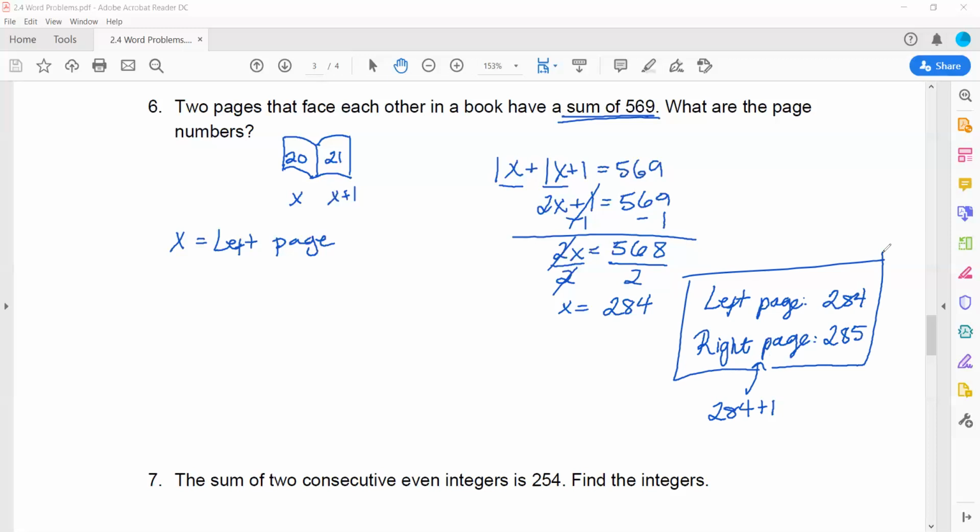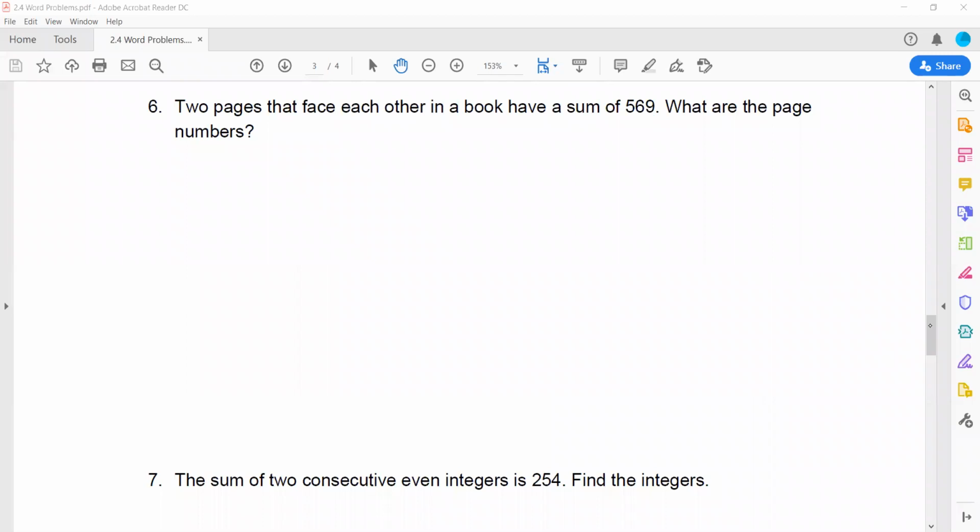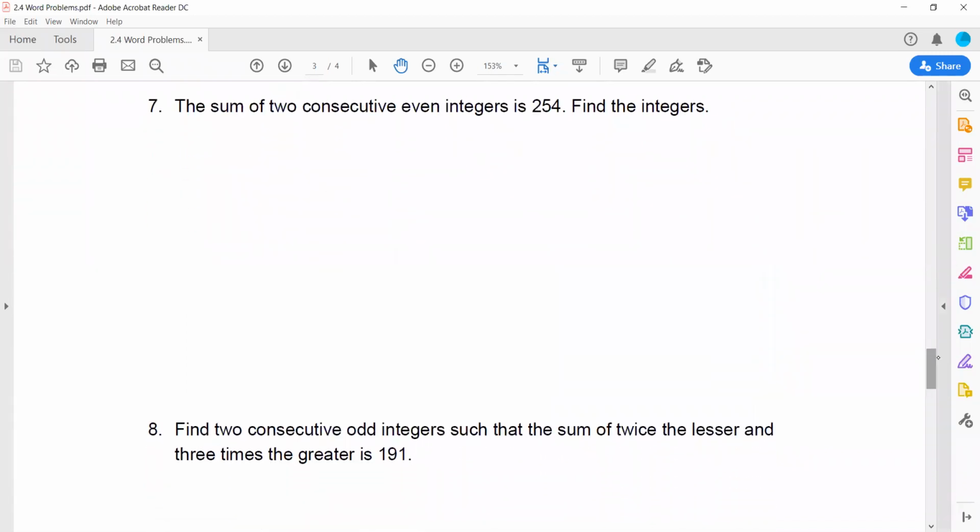All right, this next example is a really important one, so I'm going to star this one. This is one that comes up a lot. It'll show up now, and it'll show up again when we're looking at 2 variable questions. We're told the sum of 2 consecutive even integers is 254. Find the integers.